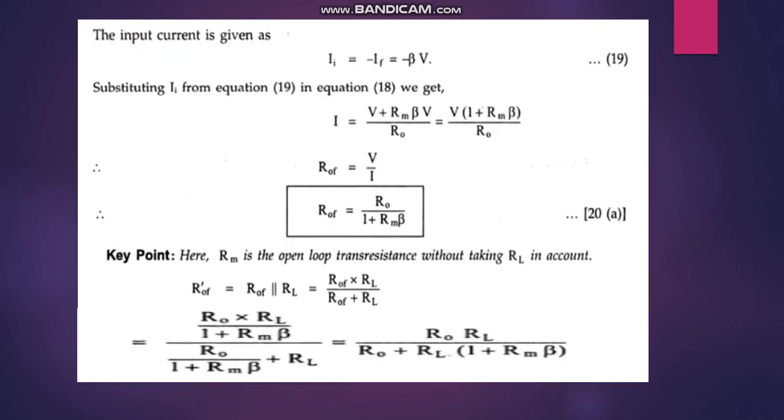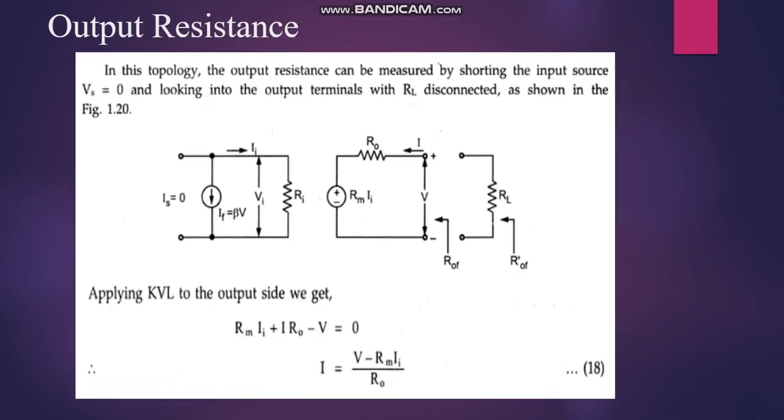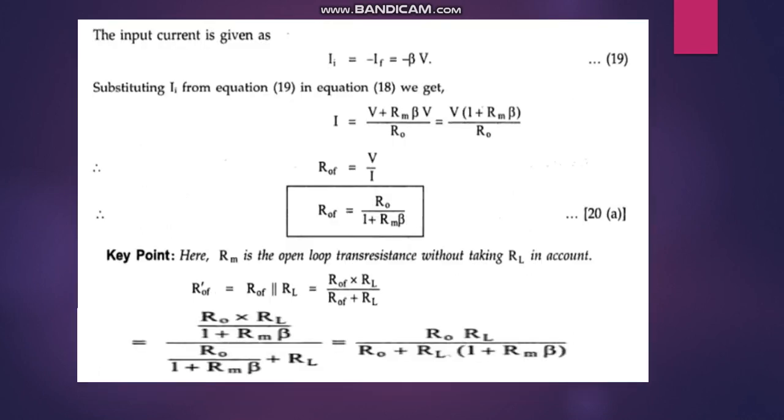So next, the input current is given as IA equal to minus IF, that is equal to minus beta into V. So here for the voltage we are writing V. For the output current, we would write I naught, beta into I naught, but here the output is a voltage, so beta into V we have to write. So minus beta into V in the 19th equation.